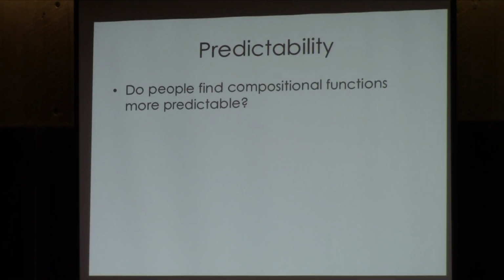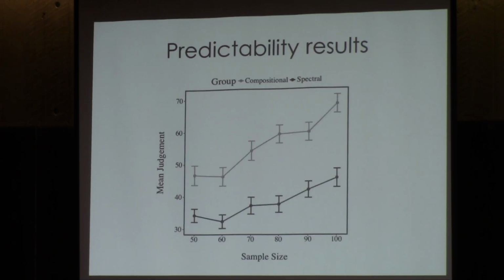Another thing that we were interested in was predictability. So if I show you some data, now I ask you to make a judgment about how well you think you would be able to do if I showed you new inputs from that function. We ask the question, do people find compositional functions more predictable? And the answer is yes. So here I'm showing you the results as a function of sample size, but basically over every possible sample size that we measured, people show a preference for the compositional function over the spectral mixture function. So people find compositional functions more predictable.